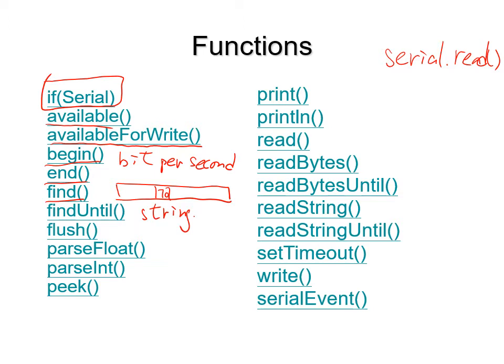The next one we have is parseFloat, which checks whether the data stream contains a valid floating point number. If the data stream contains a floating point number, it will stop. Similarly, parseInt checks whether the data stream contains a valid integer. The peek function returns the next byte of incoming serial data without removing it from the buffer.